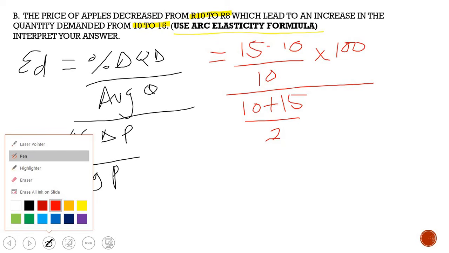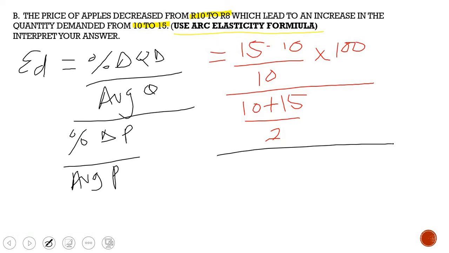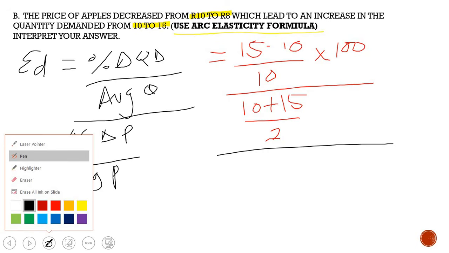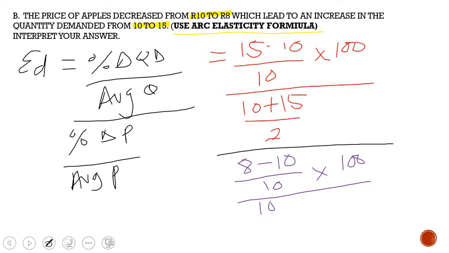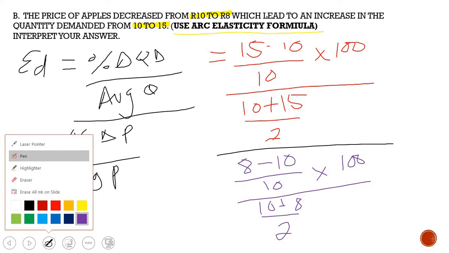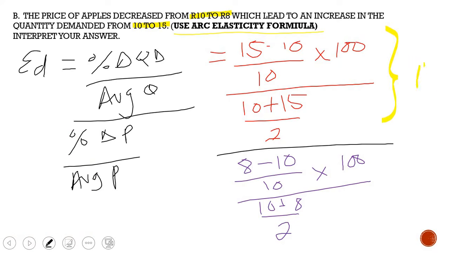Okay. All over, let's use purple, your percentage change in price. So price decreased from 10 Rand to 8 Rand. So you're going to say 8 minus 10 over 10 times 100. All over your average price, so that's 10 plus 8 over 2. Now I recommend that you calculate this first, then you calculate this, and you put them over each other, and then you get an answer, right?